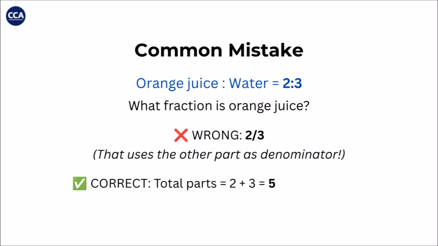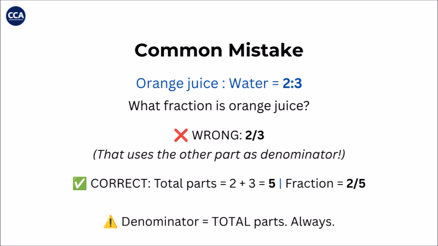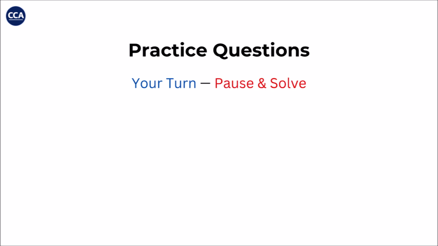But the total is 2 plus 3 equals 5 parts. The correct fraction is 2 over 5. The denominator must always be the total number of parts, never just the other part of the ratio. This mistake alone costs marks on hundreds of exam papers every year. Remember it. Now it's your turn.